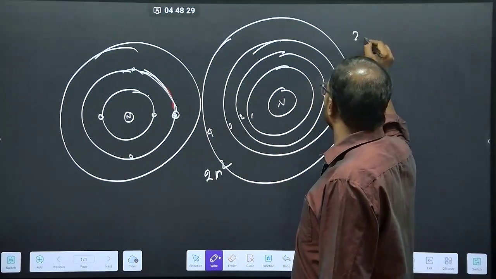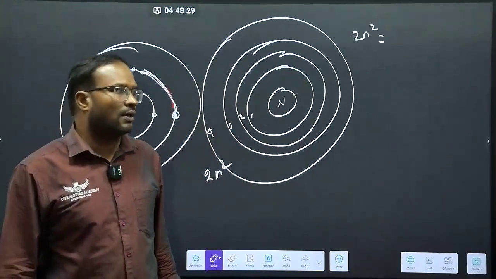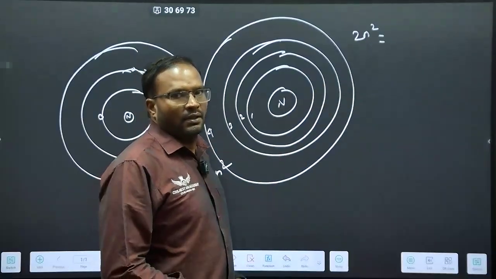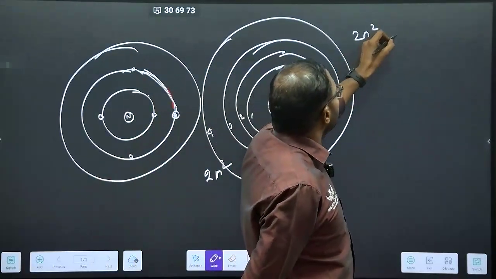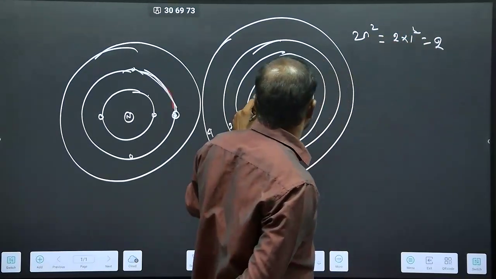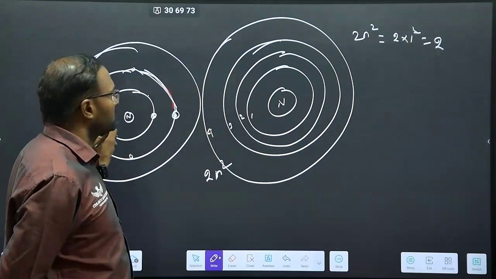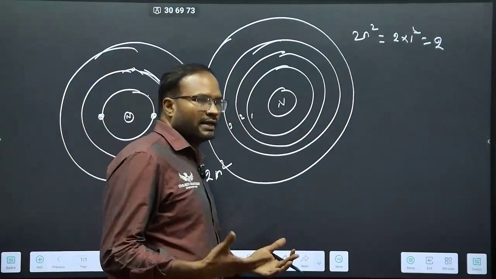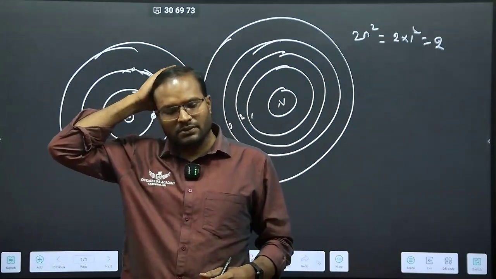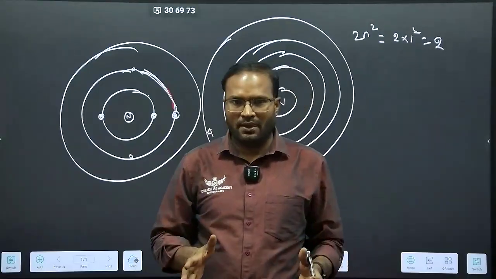So 2n square means we can calculate the total number of electrons that can be accommodated in a single orbit using this formula. 2n square means 2 into 1 square is equal to 2. So on the first orbit, only 2 electrons can be accommodated. We do not know why it happened, but it happened. Remember, science explains how it works, not why it works.